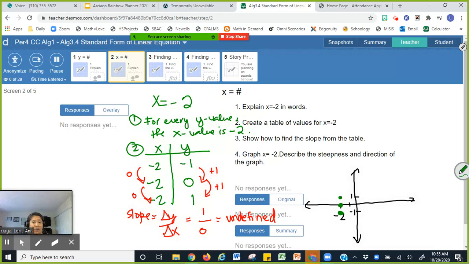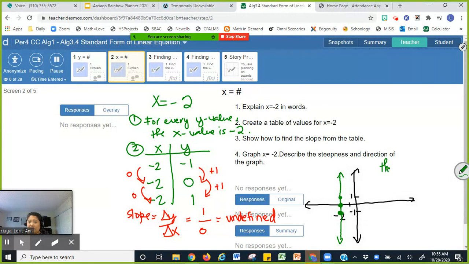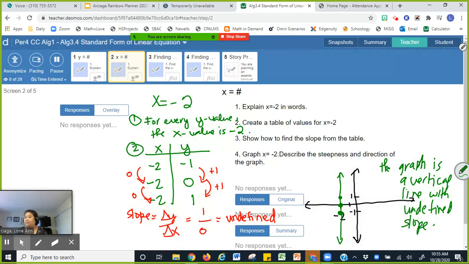So what kind of line is this? Vertical. Very good. So when you describe the graph, the graph is a vertical line, and you just found out earlier that it has an undefined slope. So the graph is a vertical line with undefined slope.